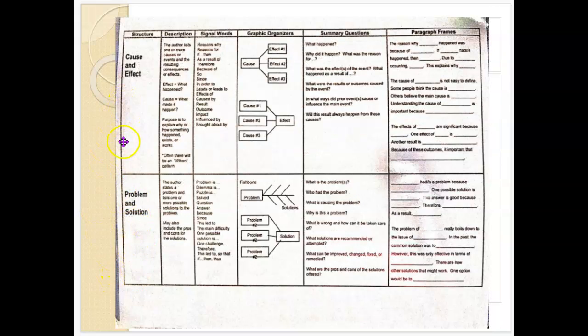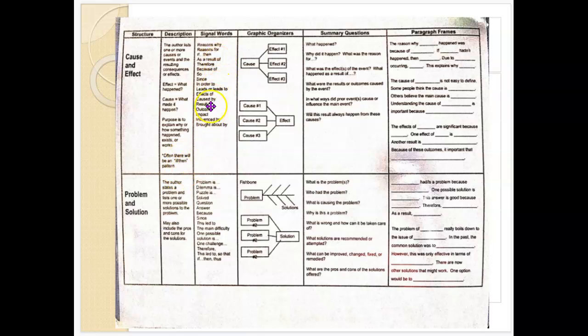Now, cause and effect and problem and solution, if an author is going to write a persuasive text, these are typically the ones that are used for a more persuasive text. For cause and effect, that's where the author is listing or explaining one or more causes of events and giving you the consequences or effects. Okay, so you're looking at the consequences of something, or to explain why something happened.